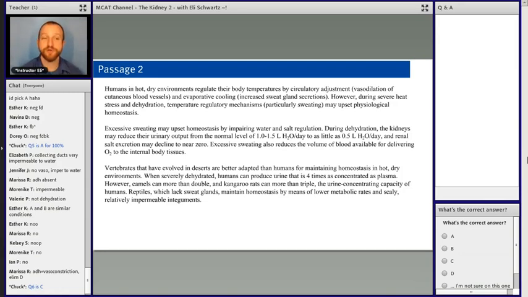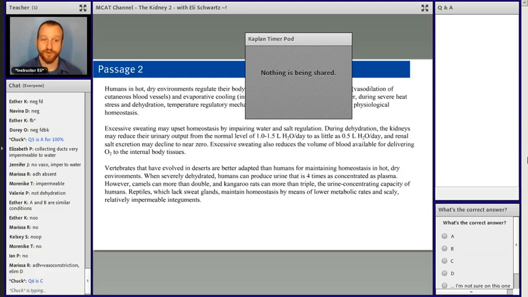And just to prove that I really want you to do it, I'm going to give you 3 minutes to make sure you actually do a full outline. I'll be quiet. Go for it. 3 minutes, passage 2.